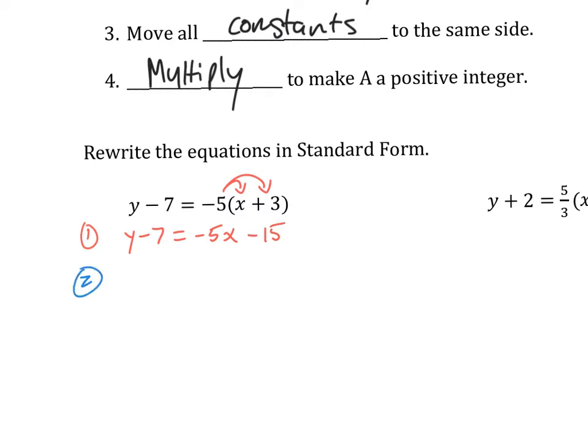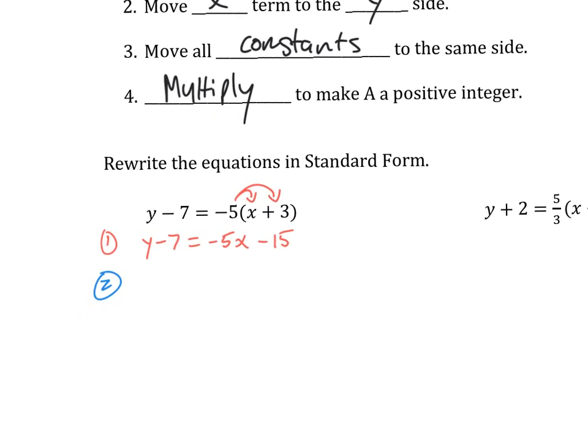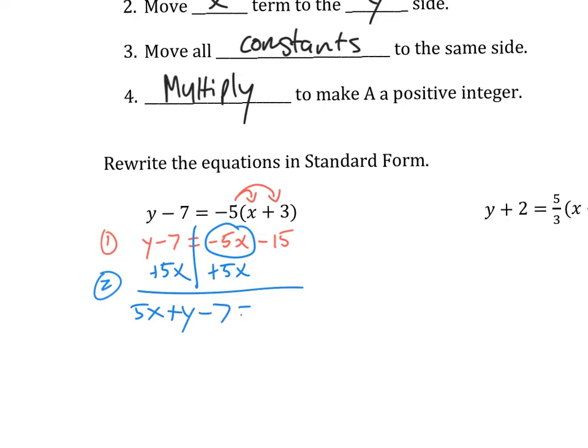Then step number 2, you might want to write these in different colors just like I am, or label your steps. Move the x term to the y side. So we have to move this -5x over to the other side of our equation. We're going to do that by doing inverse operations. So to get rid of a -5x on this side, we are going to add 5x. And then we also want to add 5x to this side to balance out our equation. Okay, so our second step ends in, actually we'll put the x term out in front. We'll have 5x plus y, because that's a positive y, minus 7 equals, and those will cancel out, -15.